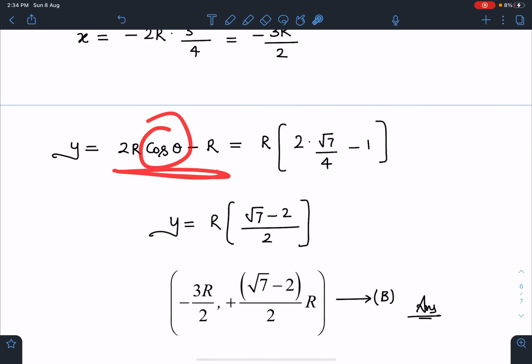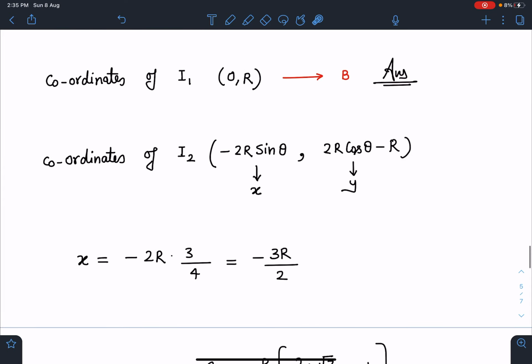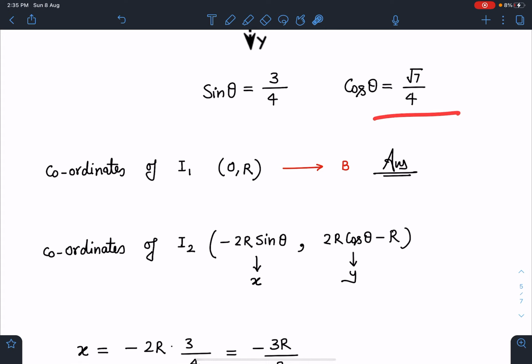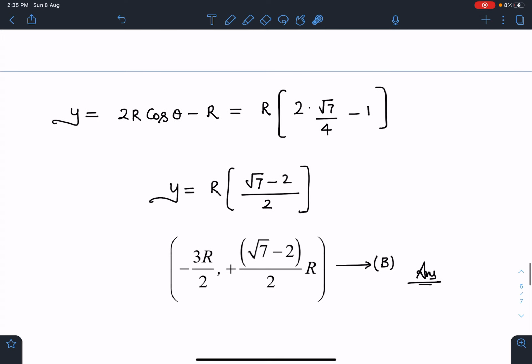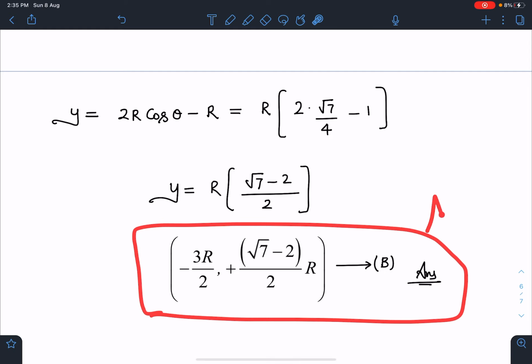So just substituting the value of cos theta, which is root 7 by 4, we have calculated here root 7 by 4. So if you simplify, finally you are going to get y value as r times root 7 minus 2 by 2, or on simplification this is option B. So for both questions, option B is the correct answer in this case.